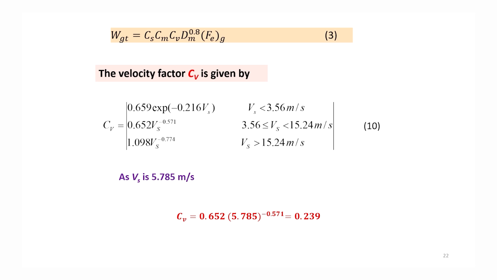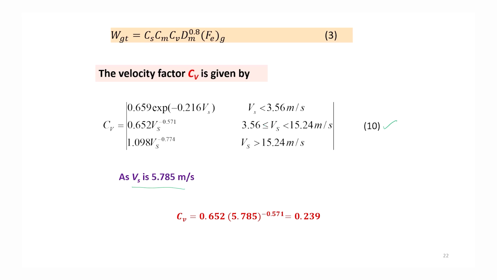Then, the next factor is the velocity factor. Velocity factor is given by equation 10, and this is with reference to the sliding velocity, and the sliding velocity for our case is 5.785 meter per second. We had just calculated it, and let us see where we are lying. For Vs less than 3.56, this formula is to be used.